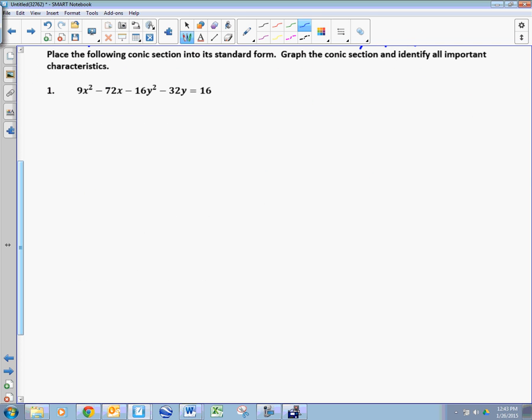All right. Place the following conic section into its standard form. You have to be able to do this on tests, okay? And you have to be able to do it efficiently. So you're going to practice over the next couple days. Graph the conic section and identify all important characteristics. That either makes an ellipse, a hyperbola, or a parabola. You tell me which one.